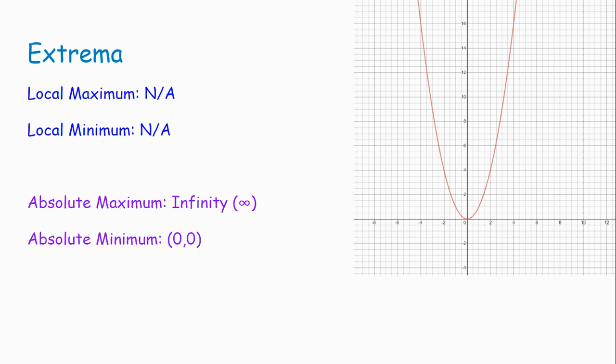Okay, so there is no local maximum or local minimum. The absolute minimum is (0, 0), the origin, because that's the only place where the graph touches the x and y axes. And then the absolute maximum is infinity because it keeps on increasing, and there is always a square of the number.